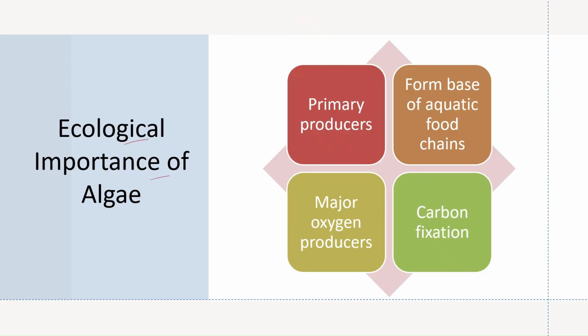Ecological importance of algae. It is a primary producer and forms the base of the aquatic food chain, meaning producer and consumer. Here this algae acts as a producer. It is a major oxygen producer. They produce oxygen and they also fix carbon dioxide, meaning carbon fixation.